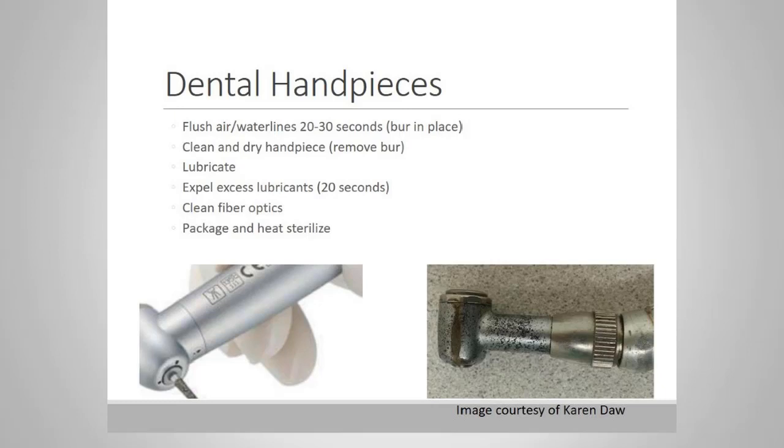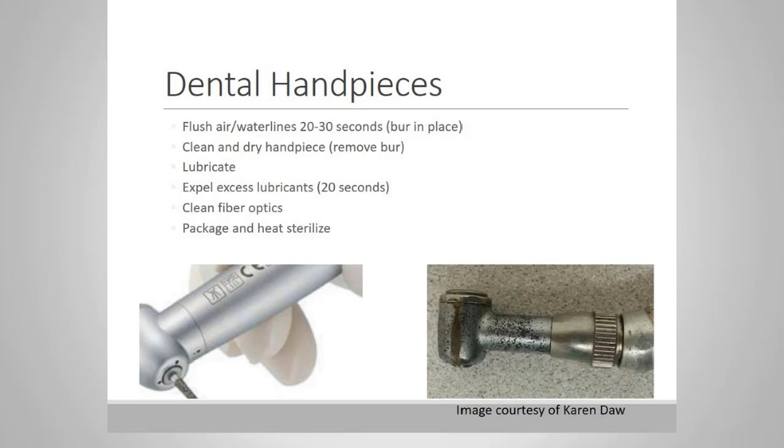Okay, let's talk a little bit more about dental handpieces. And as I mentioned earlier, handpieces absolutely must be cleaned and sterilized between use. To properly clean a handpiece, it should be flushed with the air water line for 20 to 30 seconds with the burr in place, cleaned and dried, removing the burr, lubricated. The excess lubricant should be expelled. The fiber optics, if you have them, should be cleaned, and then they should be packaged and heat sterilized.